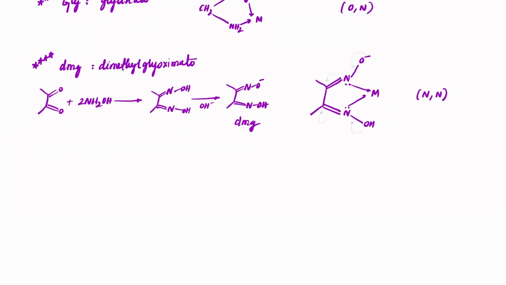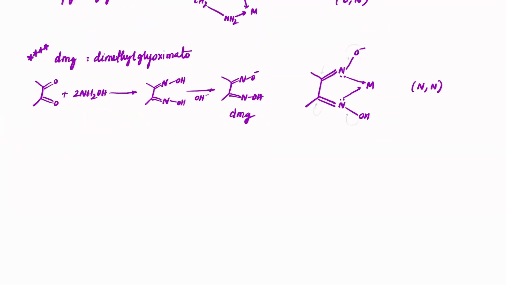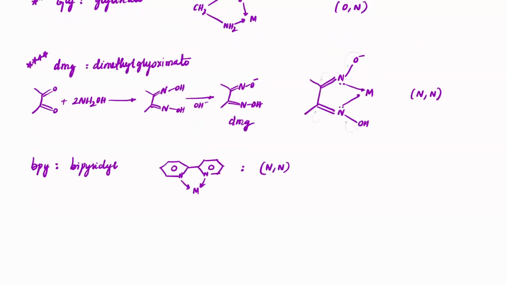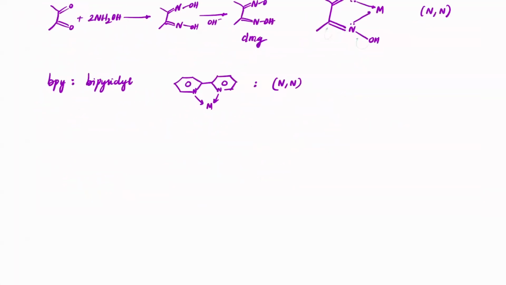Keep that in mind. The next one is BPY. BPY is bipyridyl. That means two pyridines connected with each other like this. We have a nitrogen here and another nitrogen here like this, and that is connected to the metal like this. So dipyridyl. Again, the connection is from N comma N.